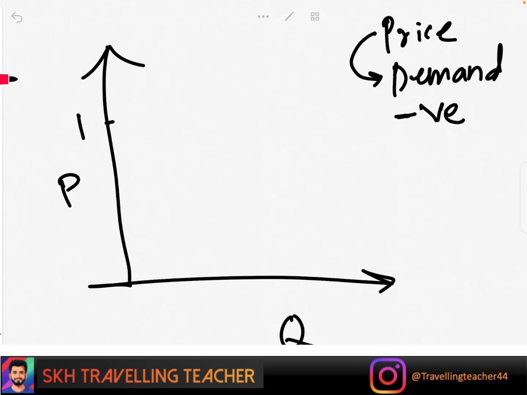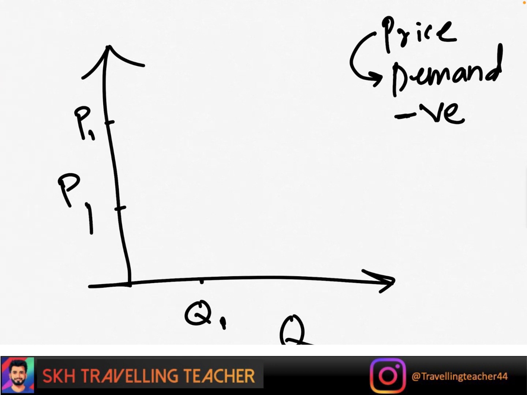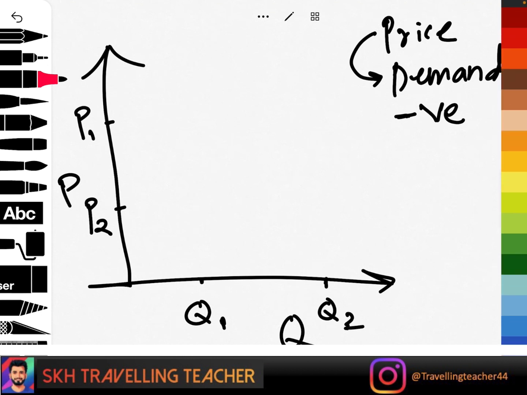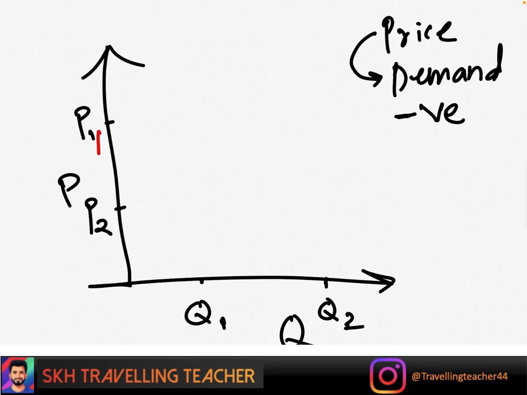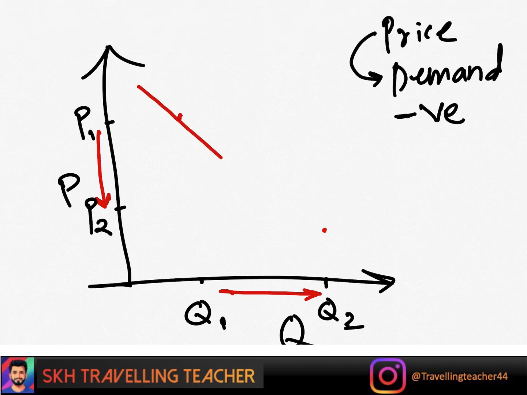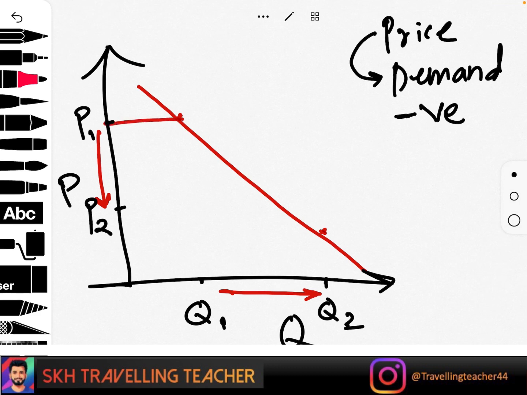For example, if the price of something is P1, we can say the quantity demanded of that thing is Q1. But if the price falls to P2, the quantity demanded will increase to Q2. Here you can have a look, the price is falling and the quantity demanded is increasing. So if we draw the graph here, the graph will be a negative curve, which means when the price is falling, the quantity demanded is increasing.